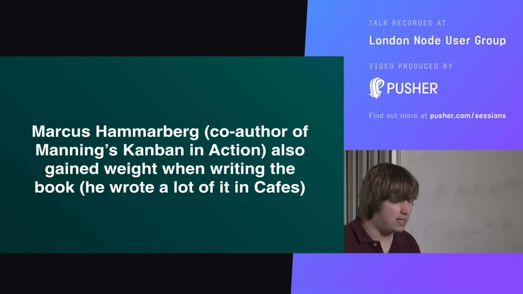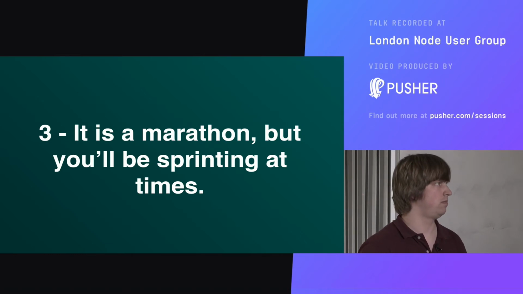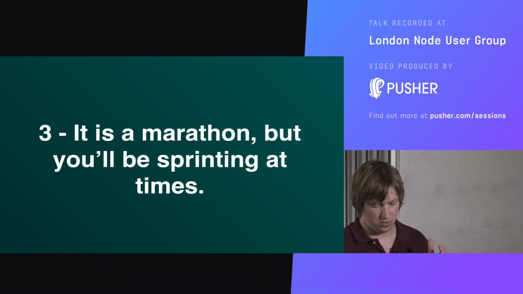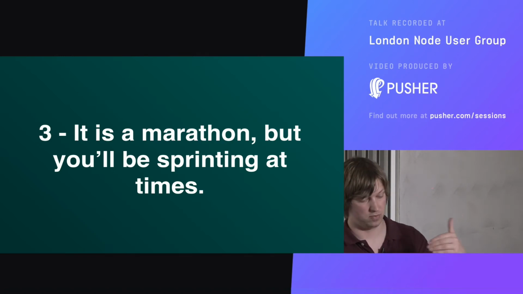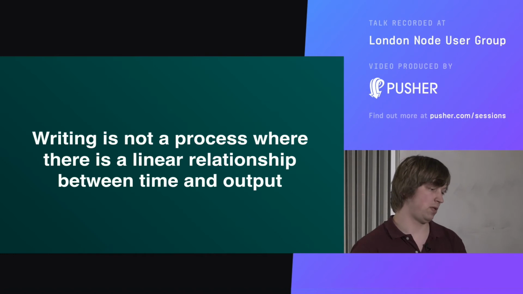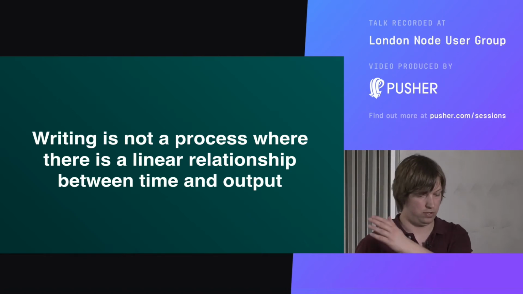And it is a marathon, but you'll be sprinting at times. People talk about it's not a sprint, it's a marathon. Well, actually, there's kind of a third definition. You are going to be doing something continuously, and there's going to be times when you need to meet the deadlines, and you just got to sprint ahead. Writing is not a linear process where the amount of time equals the amount of output. You may find hours where you don't get anything done, really. And then you find times when you just speed through.